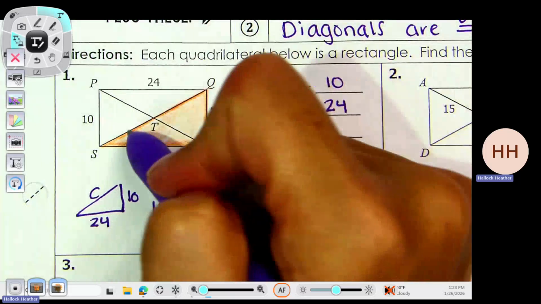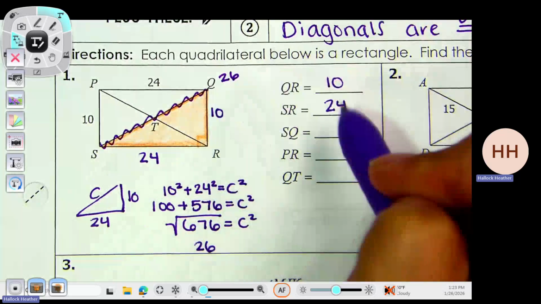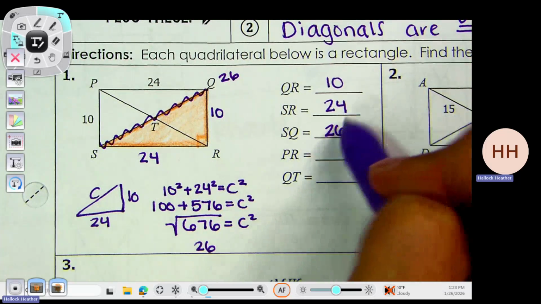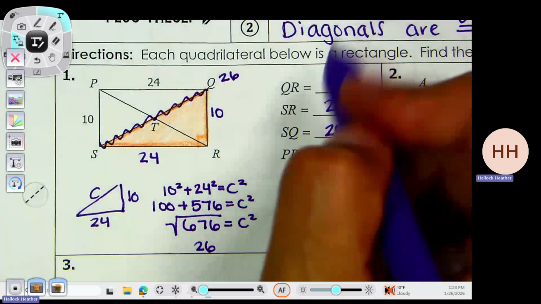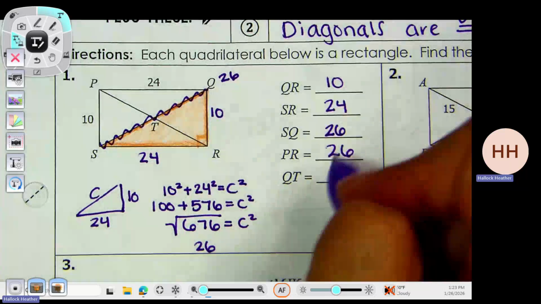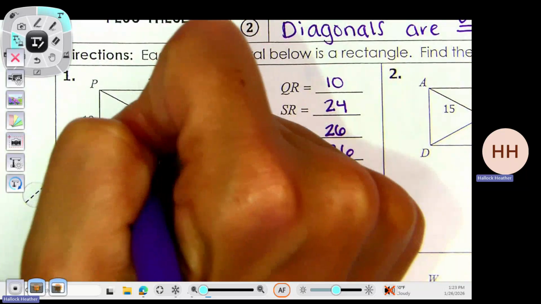So what I just found is this whole line is 26. So technically SQ is 26. PR is 26. QT is how much? 13, because it's half the diagonal, because it's splitting 26 in half.